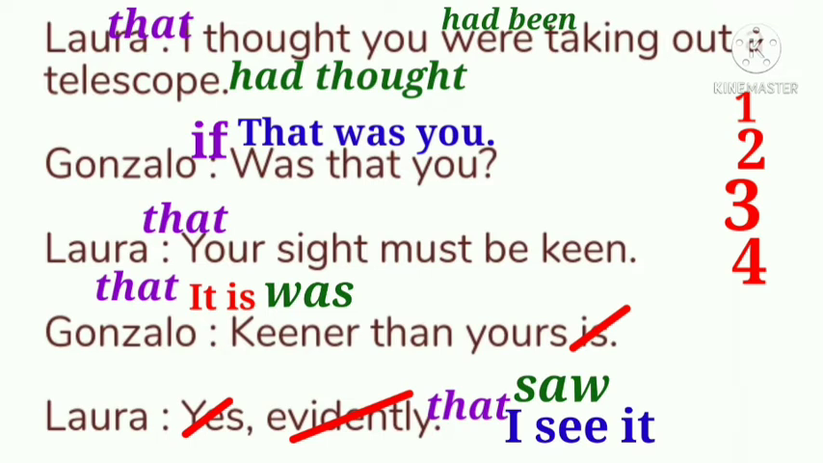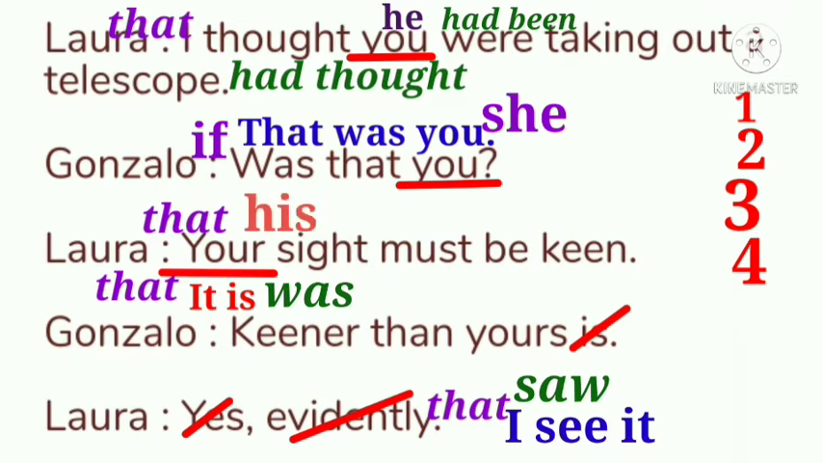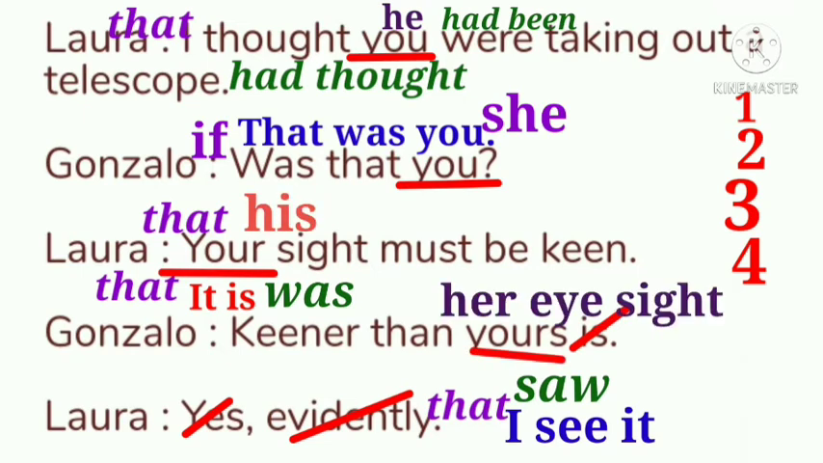Fifth step, changing I, we and you. In the first sentence, you will become he. Second sentence, you will become she. Third sentence, yours will become his. Fourth sentence, yours will become her. This completes the step 5.